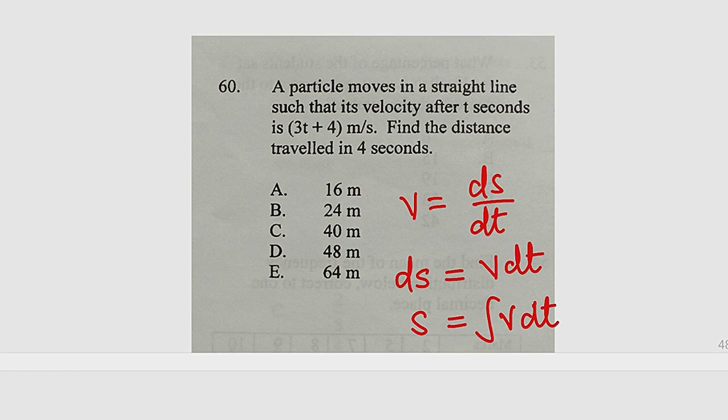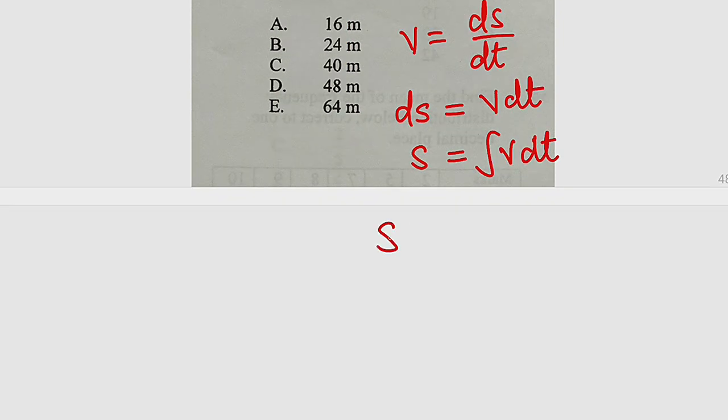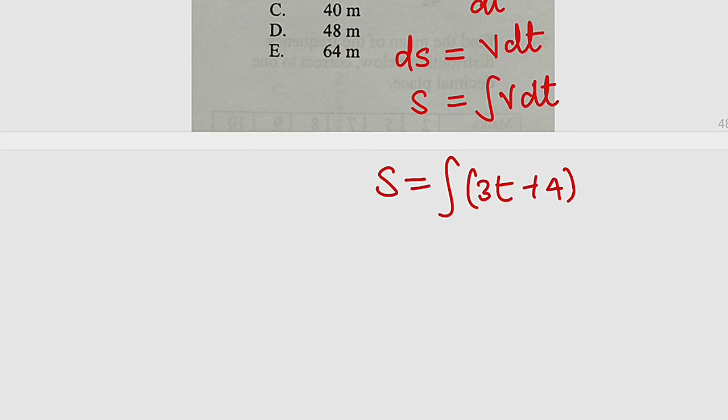So what is v? V is given as 3t plus 4. So s will be the integral of 3t plus 4. And s will be equal to 3. You raise t to the power of 1 plus 1 because naturally it has a power of 1. Plus 1 will give us 2, and you have to divide by the power 2. Plus, if it is constant, just attach the variable t. All right. Plus the constant of integration.